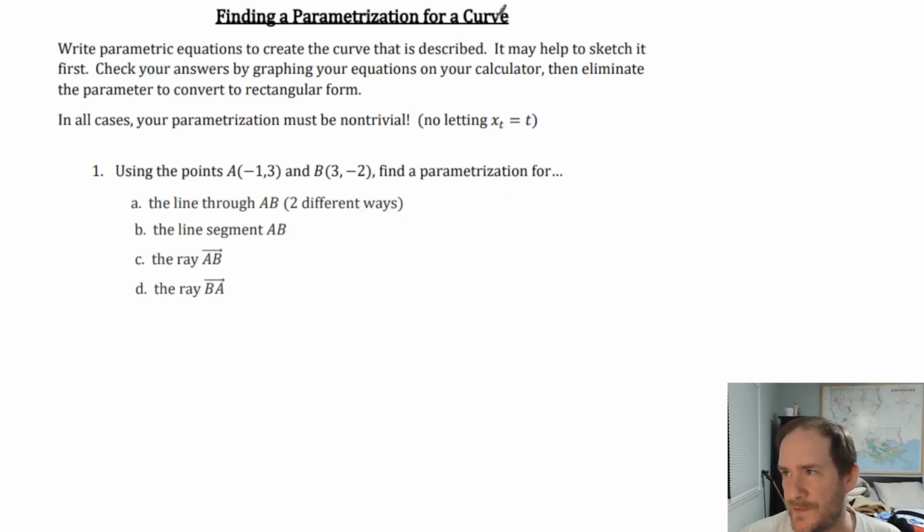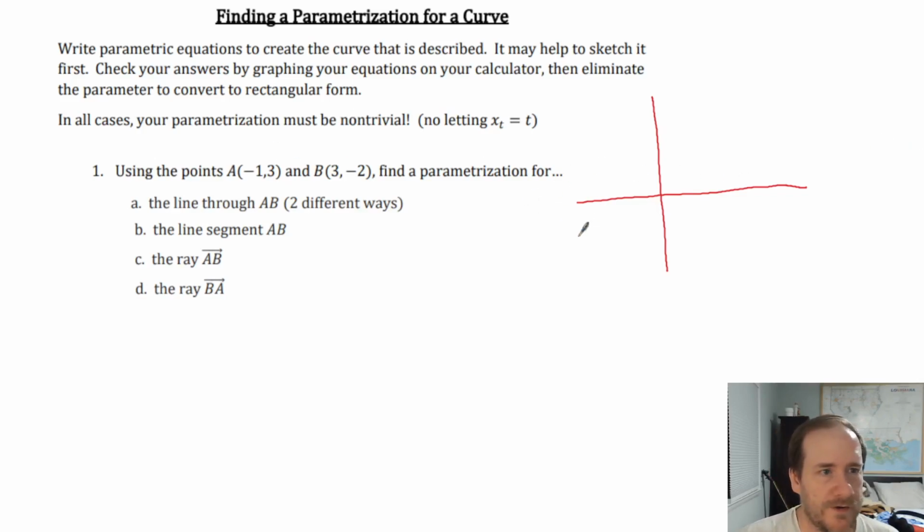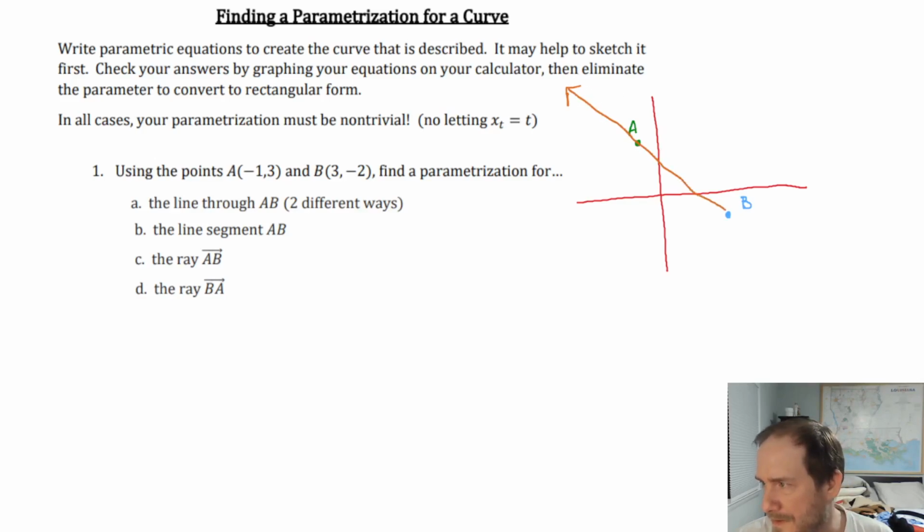So curve is a bit of a misnomer. A curve just literally means the graph of any function or relation. Literally anything is a curve, including a line, which is what we find ourselves looking at right now. There's a point A at -1, 3, and then there's a point B at 3, -2. And you're supposed to be writing a parameterization for the line that passes through those two points.